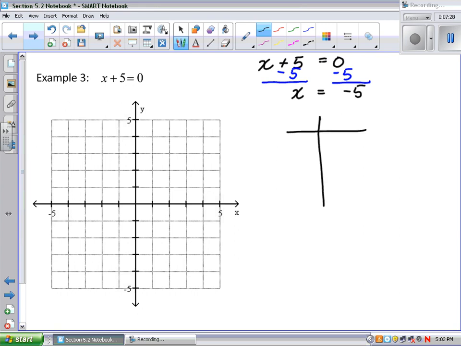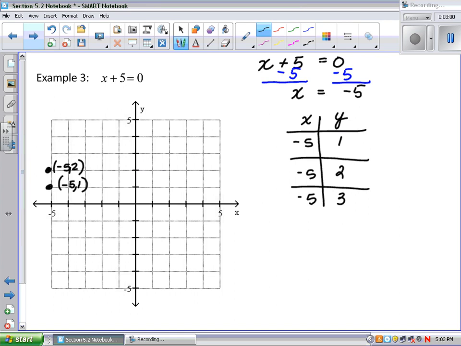My table of values, my equation again, only gives me a restriction on my x values. x is always -5. So what can we choose for y? Any numbers we want to. Let's do 1, 2, 3. Makes it easy. If I go to -5 in my x direction and I go up 1, there's -5, 1. -5 in the x direction, up 2 in the y direction, there's -5, 2. -5, up 3 in the y direction, there's -5, 3.